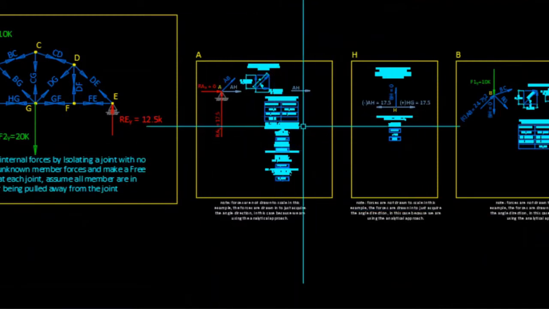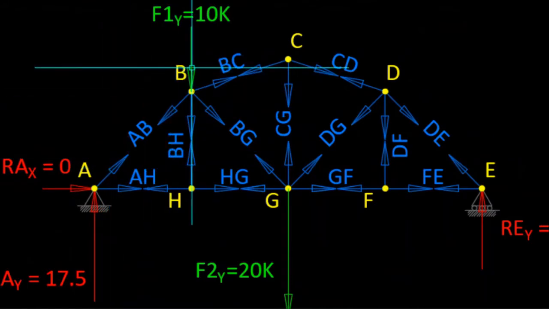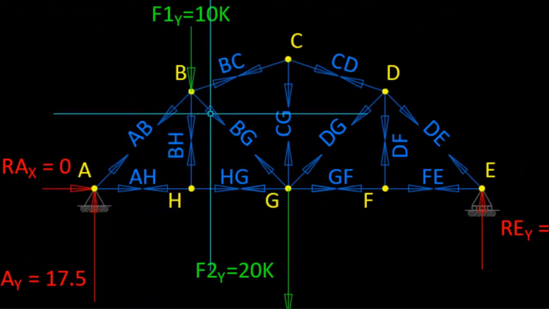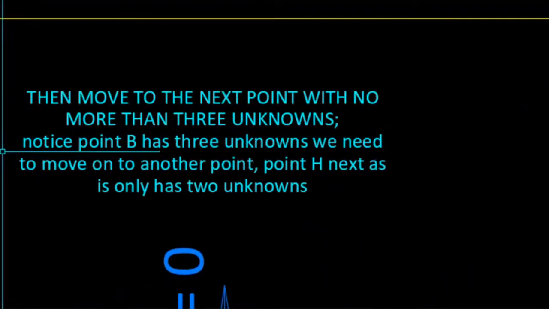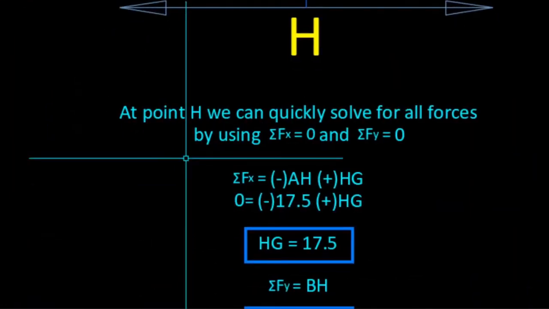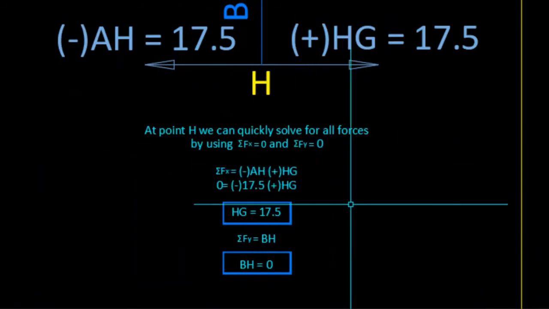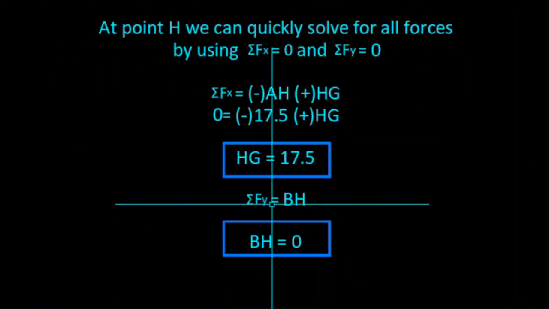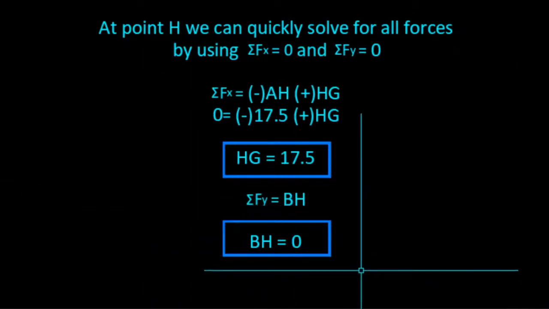After we are done with point A, we move on to the next point. The next point here would either be B or H. We'll notice that point B has 3 unknowns, so we need to move on to another point. So then we look at point H, which only has 2 unknowns. At point H, we can quickly solve for all forces by using the sum of forces in the x direction and the sum of forces in the y direction. Here we find that HG is equal to 17.5 and BH is equal to 0.